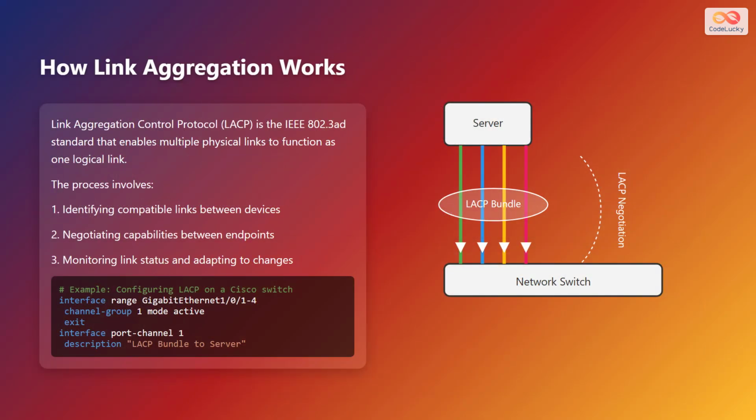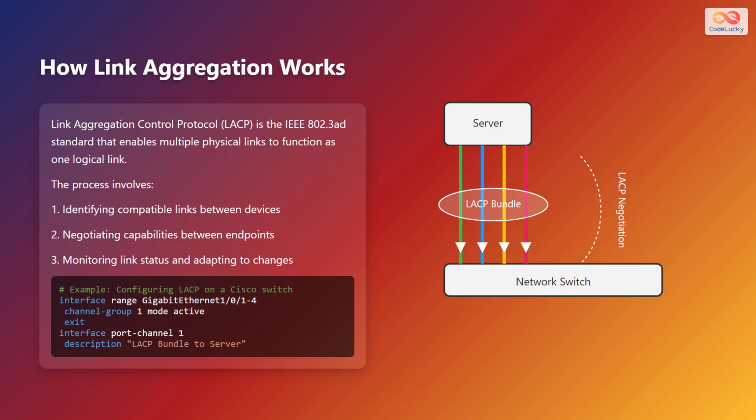Let's explore how link aggregation actually works. The Link Aggregation Control Protocol, often called LACP, is the Institute of Electrical and Electronics Engineers Standard 802.3ad that enables multiple physical links to function as one logical link. The process involves identifying compatible links between devices, negotiating capabilities between endpoints, and monitoring link status and adapting to changes.